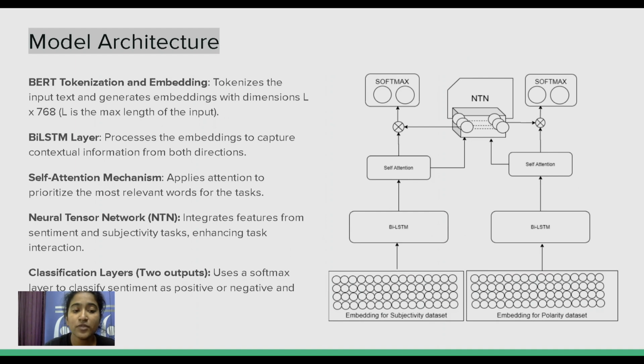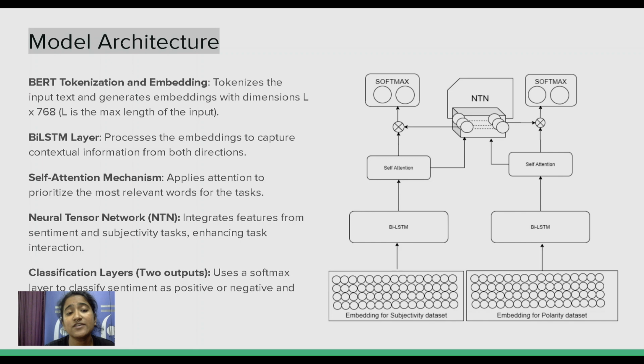Then comes the main component that makes this a multitask learning model, the NTN, neural tensor network. The outputs from self-attention are fed into the neural tensor network. We have BERT embeddings for polarity and subjectivity, and all of these are trained simultaneously. All the self-attention outputs go into the NTN, and it integrates features from both the sentiment and subjectivity tasks, improving the overall performance of both tasks.